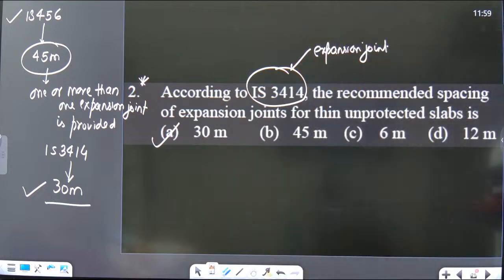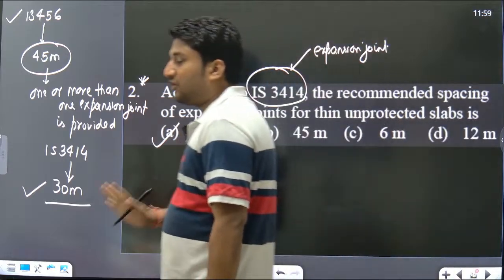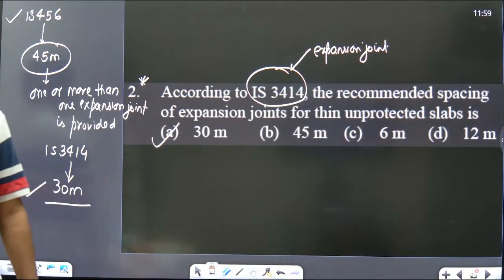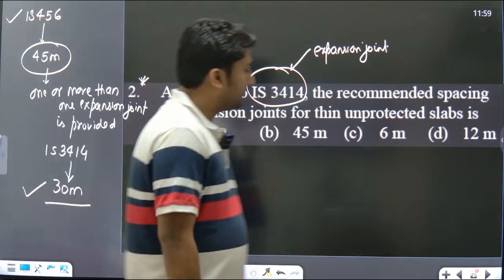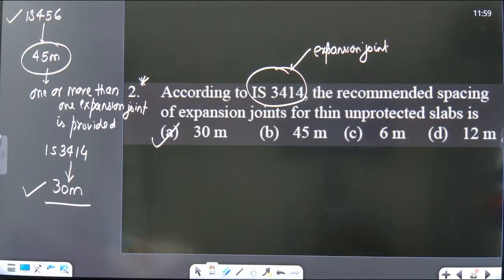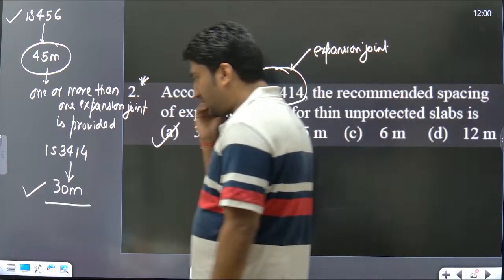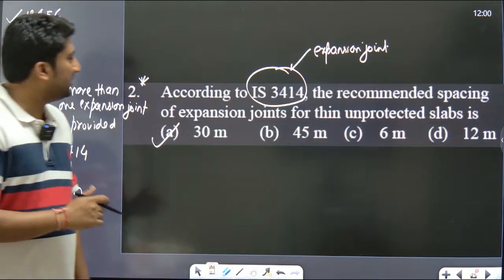Please listen to it very carefully. Please note down this value. This is the IS code specifically for joints. Understood? Written everyone? Shall we move ahead? So this is a very good question. We'll move ahead with the next question.